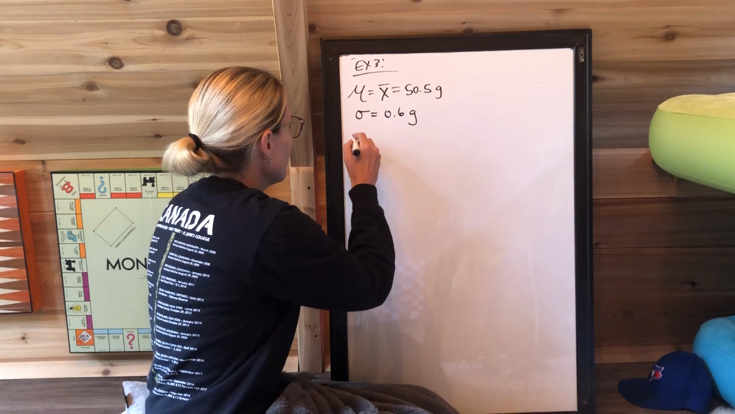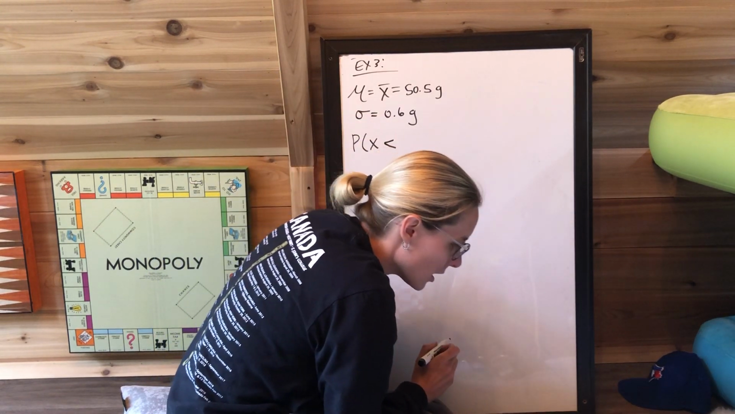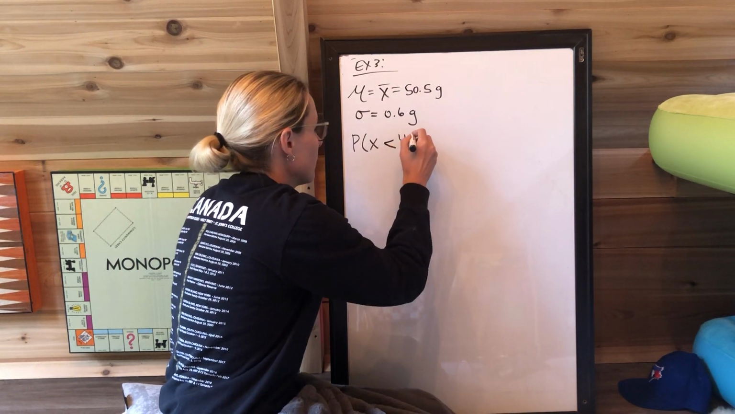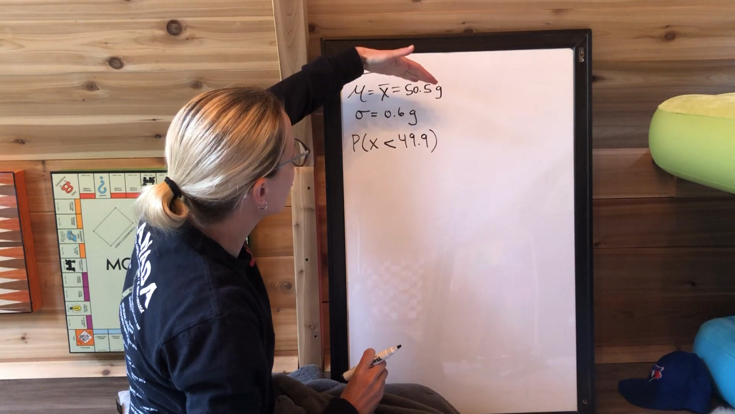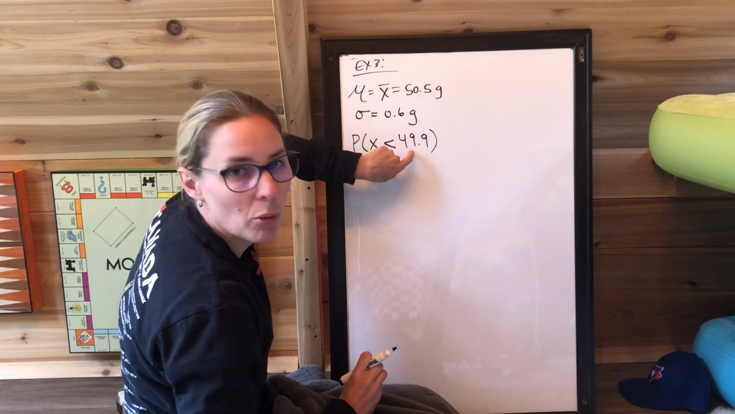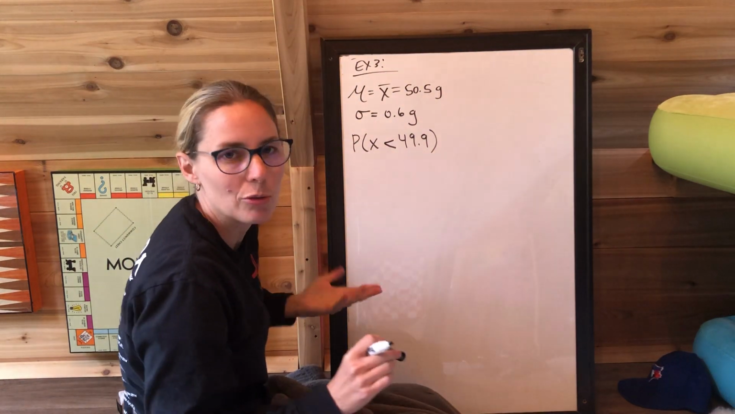So we're trying to find the probability that X is less than 49.9. Basically they average 50.5 grams, but if they're less than 49.9, they don't want to send them out to the market. This is about something called cosmetic powder. Who even knows what that means?